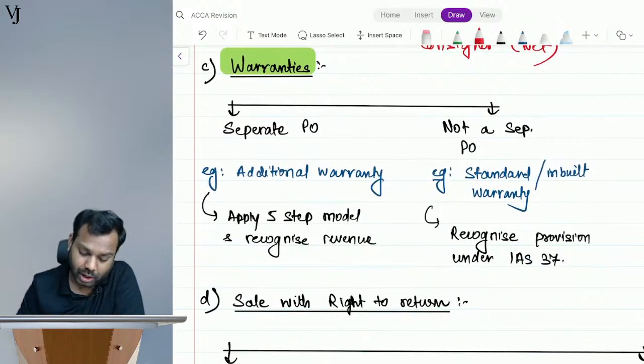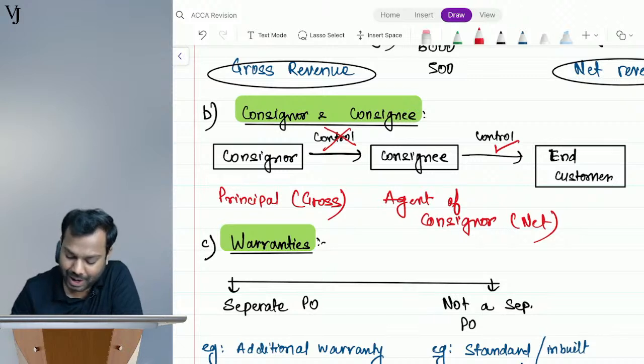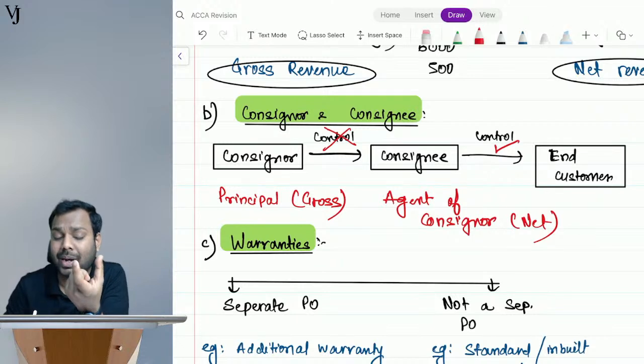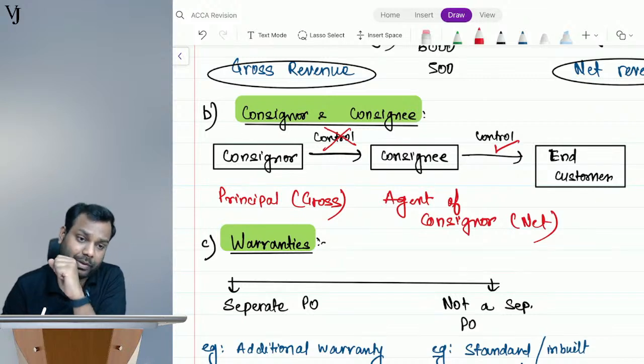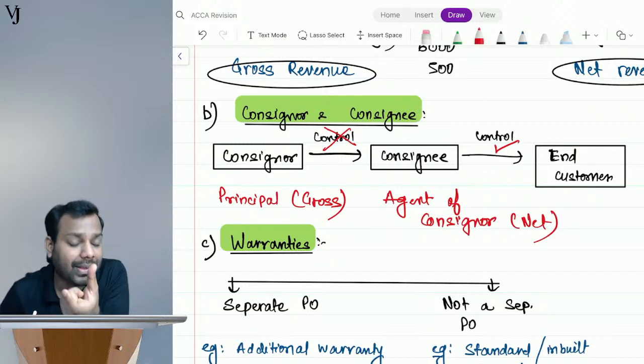Yes, the three conditions need to be satisfied here as well, to analyze whether the consignee is an agent or a customer. I'm not saying agent or principal, I'm saying agent or customer, because if the consignee is acting as an agent, then the control doesn't get transferred here. But if the consignee is acting as a customer, the control gets transferred here. So I have to assess whether it's a principal-agent relationship or an entity-customer relationship.